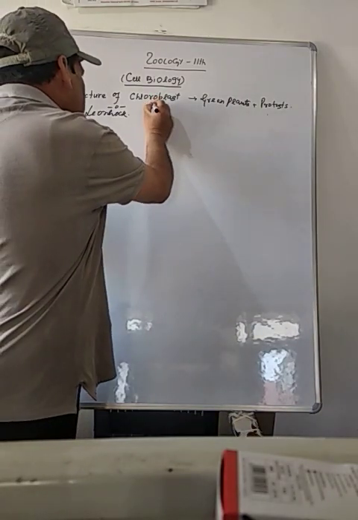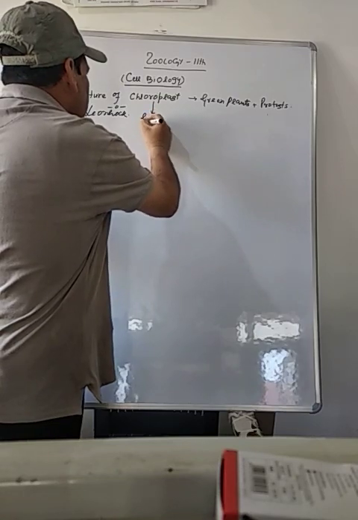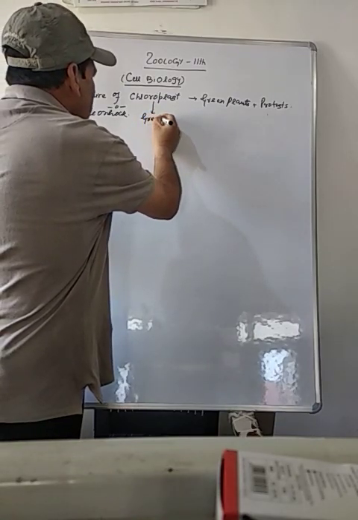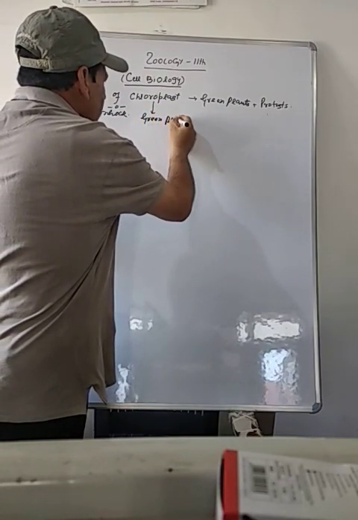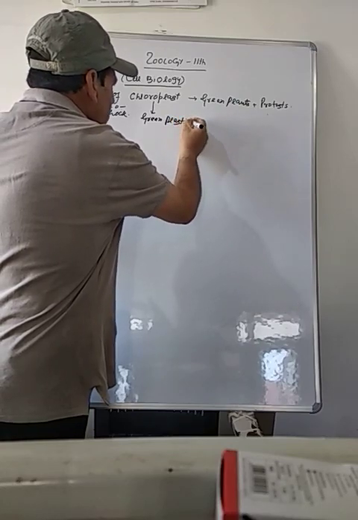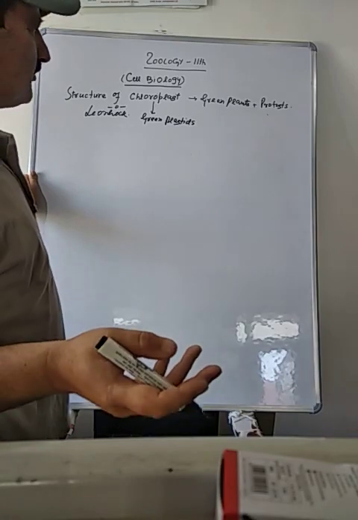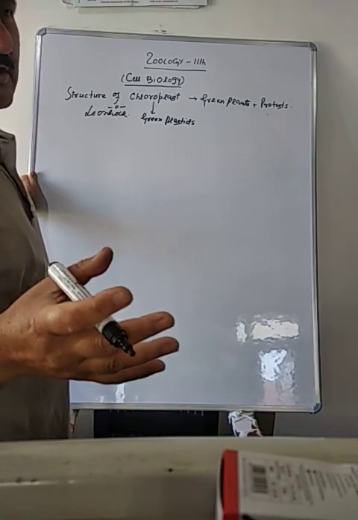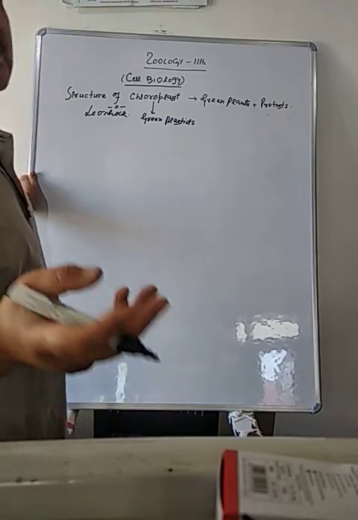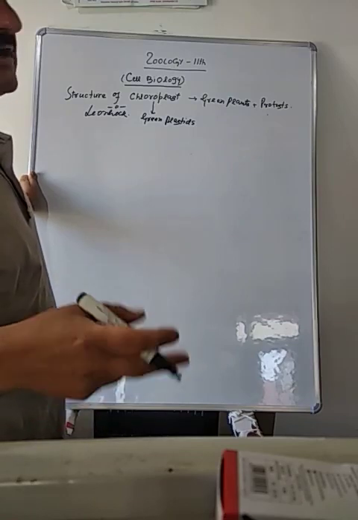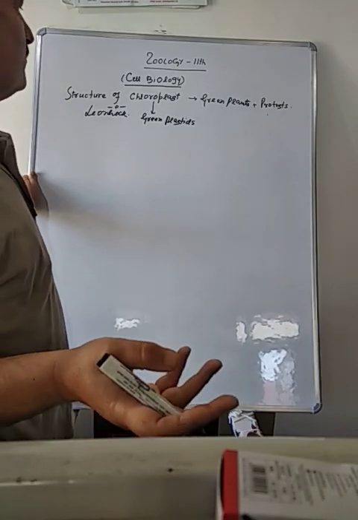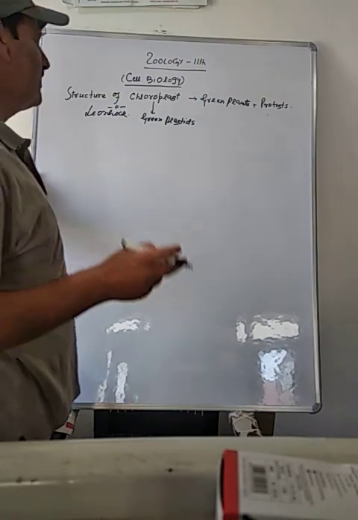Chloroplasts are called green plastids. There are two other types of plastids: leucoplasts, which are colorless plastids, and chromoplasts, which have color other than green, like red or blue, without greenness.